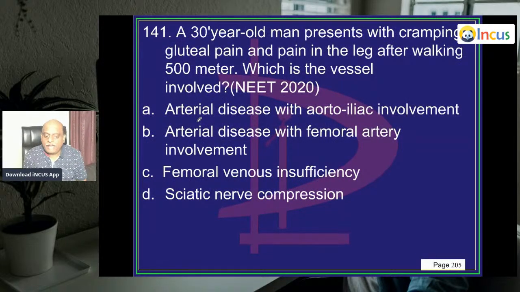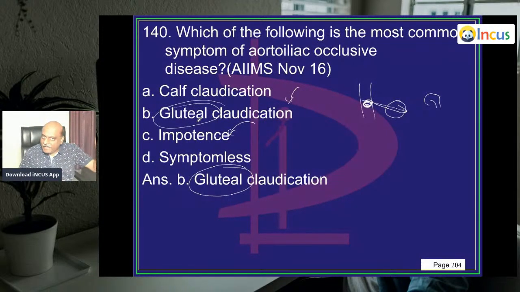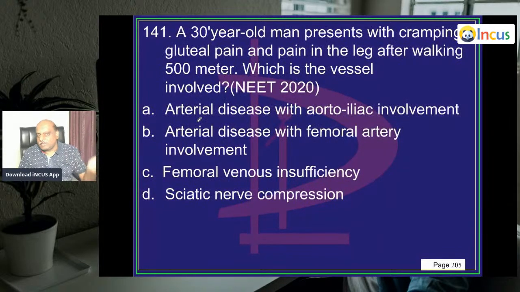A 30-year-old man presents with cramping gluteal pain. See how frequently it is asked. Before this, AIIMS November asked about aortoiliac occlusive disease, Leriche syndrome. And once more it is asked in NEET PG 2020.